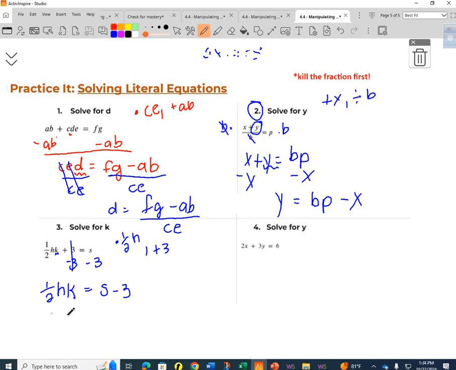Alright, I am going to go ahead and undo these one at a time. I could do them at the same time, but I think it makes more sense to do them one at a time. Remember that I'm solving for k, so this is h times k. I'm going to divide by h to get the h on the other side. So those simplify to 1, that leaves me 1/2 times k equals s minus 3, all divided by h. So far, so good?